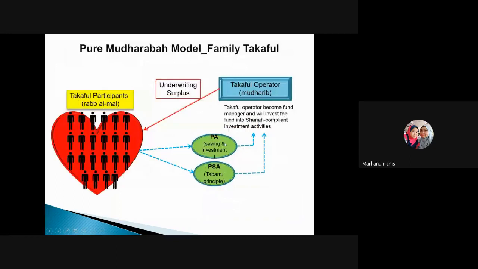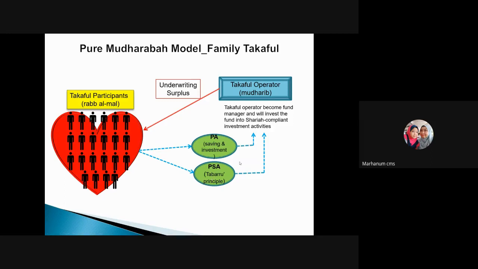Okay, so what is PA? PA is the participant account, the participant individual account. PSA is the participant special account, or risk fund, or tabarru' fund, same here. So this is the individual account, like we have accounts at a bank, or an investment account. And this one is the general account from the participants. This fund belongs to the individual participant and this fund belongs to all participants.